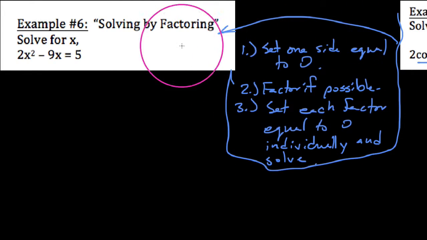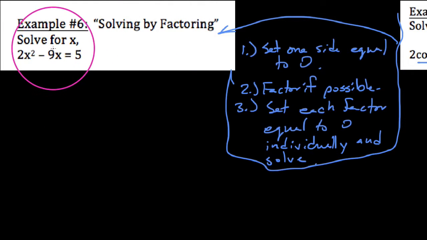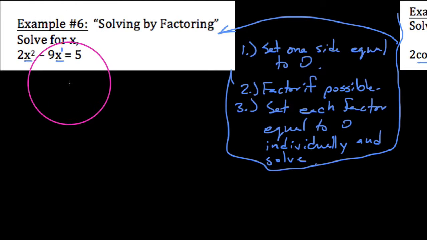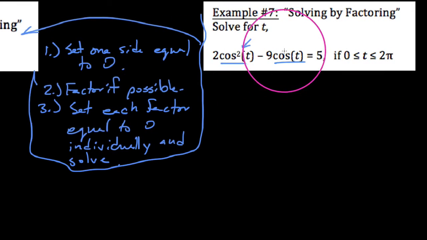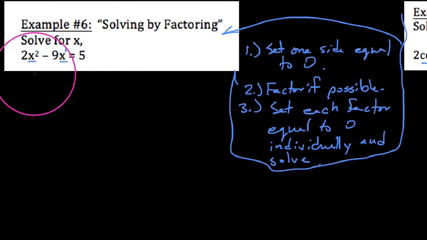And when do I use factoring? You'll use factoring a lot of the time when you have a squared term and the variable to the first power. I can recognize that with trig functions because I had a squared trig function and a trig function to the first power. So let's take a look at this algebraic one over here with x's. The first step was get it equal to 0.